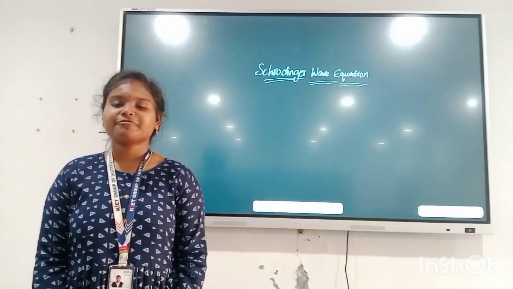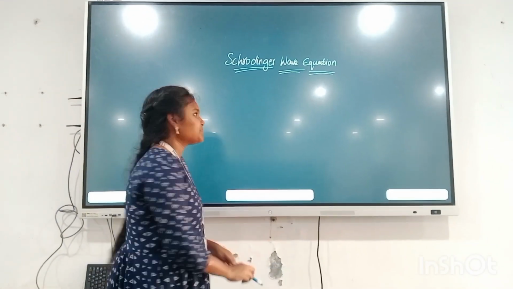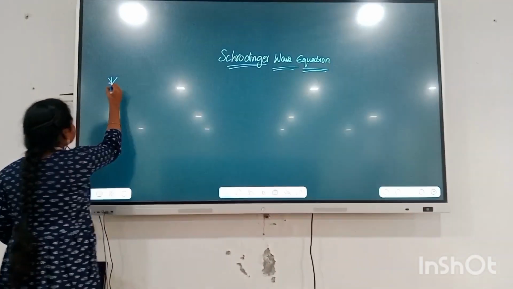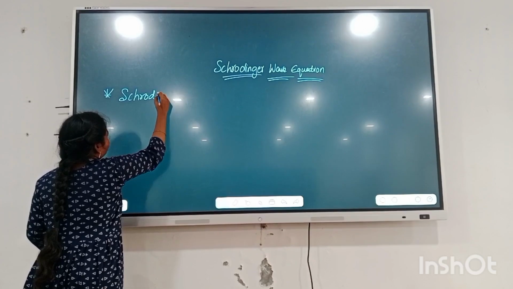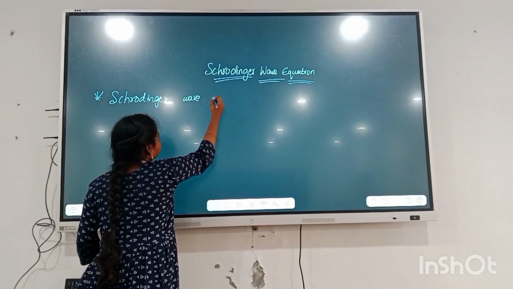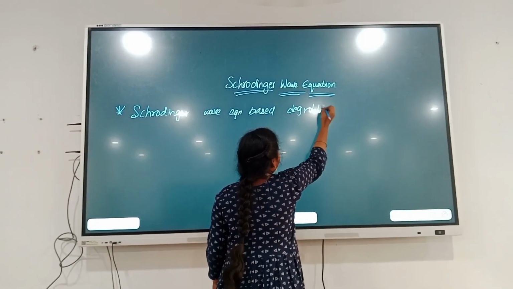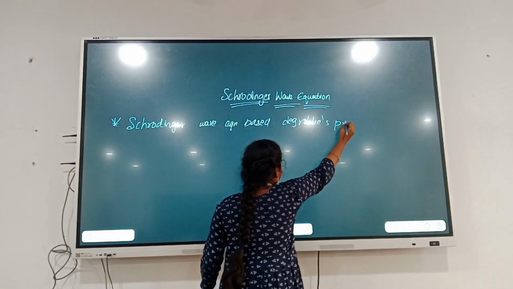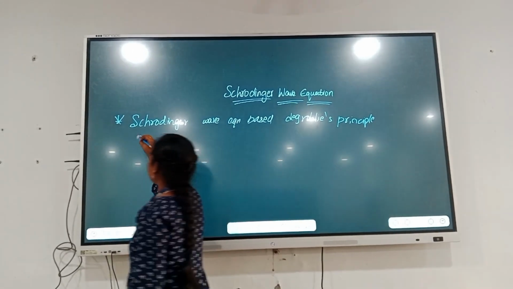The main branch element is the Schrödinger wave equation. The Schrödinger wave equation is based on de Broglie's principle and Heisenberg's principle.